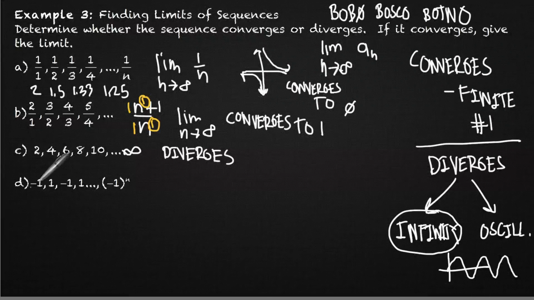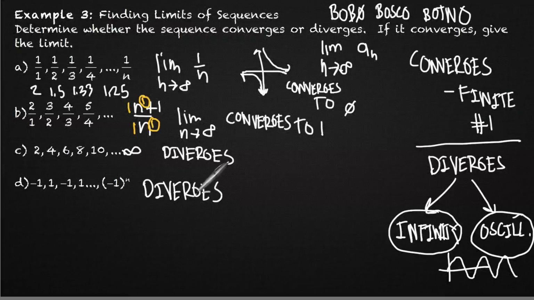Okay, look at letter D. You see that the numbers are oscillating: -1, +1, -1, +1. We don't know what this is doing. It keeps going back and forth. So that's going to be in this category over here, an oscillation. Therefore, this is also going to diverge as well.